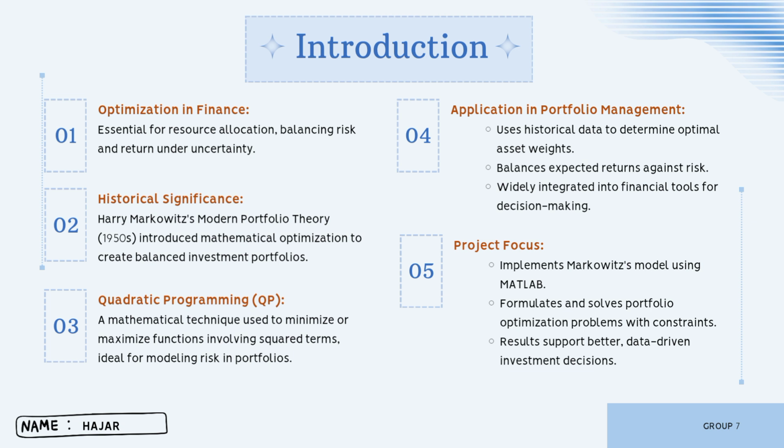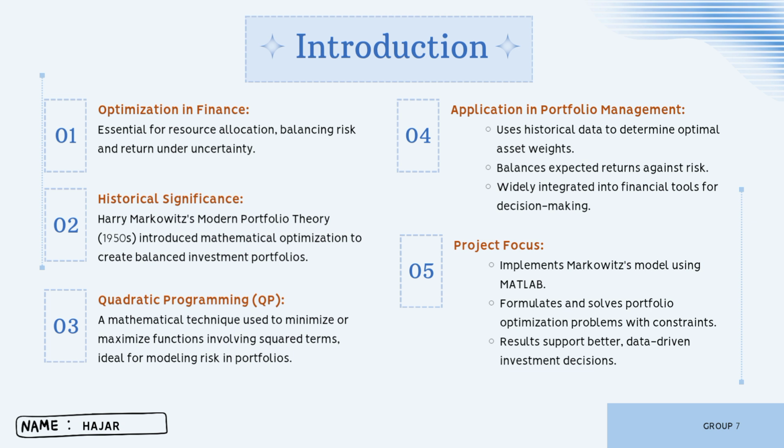In practical application, quadratic programming uses historical data like past asset returns to identify the best combination of investments. So this approach aims to maximize returns while minimizing risk, and it has become an integral part of many financial tools and software. So our project focused on implementing this model using MATLAB.